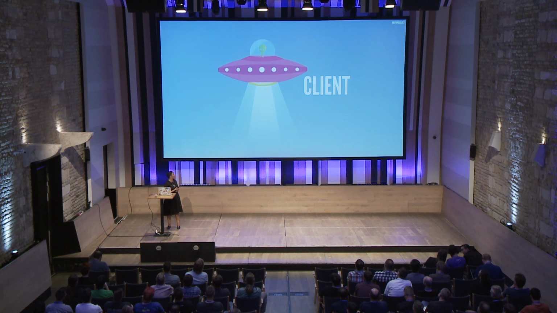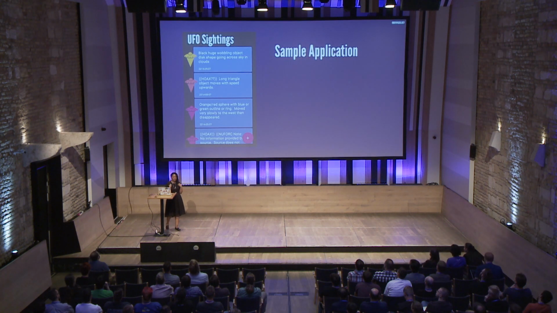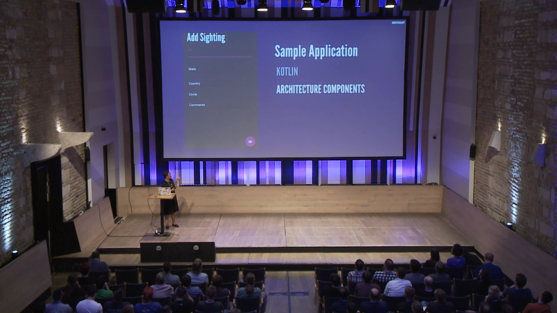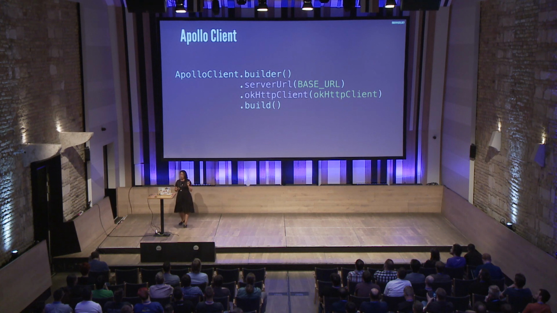Okay, so let's take a look at the client. And this is how we're actually going to interact with our server. Since I'm an Android developer, I decided to make an Android app. It's going to be in Kotlin. We use architecture components. And then the star of the show, in this case, is the Apollo Android library. So to get our integration going, we're going to need these three things: the Apollo client, a schema, and .graphql files. So let's look at these one at a time.